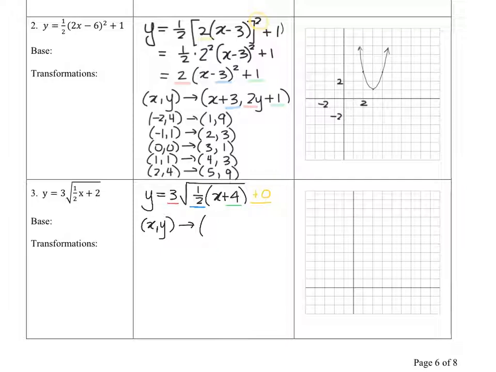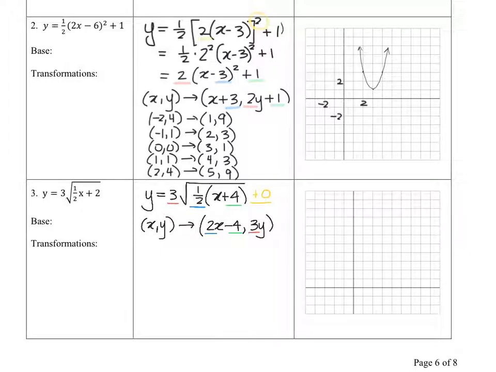xy becomes 1 over half, which is going to give us 2x, and then this plus 4 means we're translating 4 units to the left, so we're going to subtract 4. And then the 3y plus 0, or just 3y, is going to be our vertical stretch by a factor of 3. I'm just underlining in the same colors to show you where we're getting the formula from.